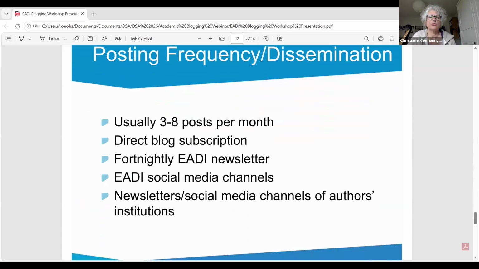Our experience with posting frequency is, we usually have 3 to 8 posts per month. We try to publish 1 post per week, roughly. People can just subscribe to our blog, but of course we also disseminate it via our newsletter and on our social media channels. But we've also made the experience that if we post too frequently, the individual posts don't get as much attention as they would otherwise. So for running a blog, I would not post more than 2 posts a month.